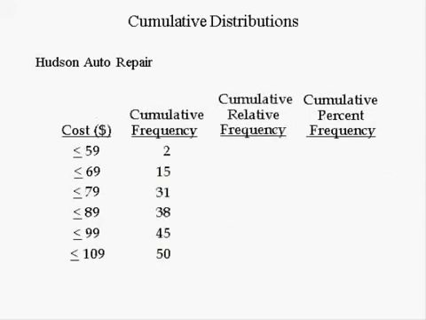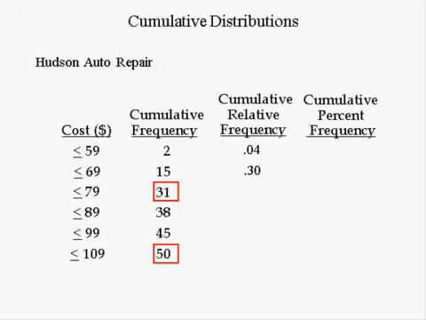The cumulative relative frequency distribution shows a proportion of items with values less than or equal to the upper limit of each class. All the cumulative relative frequencies are between 0 and 1. Since the cumulative frequency of invoices with parts costing at most $59 is 2, the cumulative relative frequency of this interval is found by dividing 2 by 50, which is 0.04. The cumulative frequency of invoices with parts costing at most $69 is 15. The cumulative relative frequency of this interval is found by dividing 15 by 50, which is 0.30.